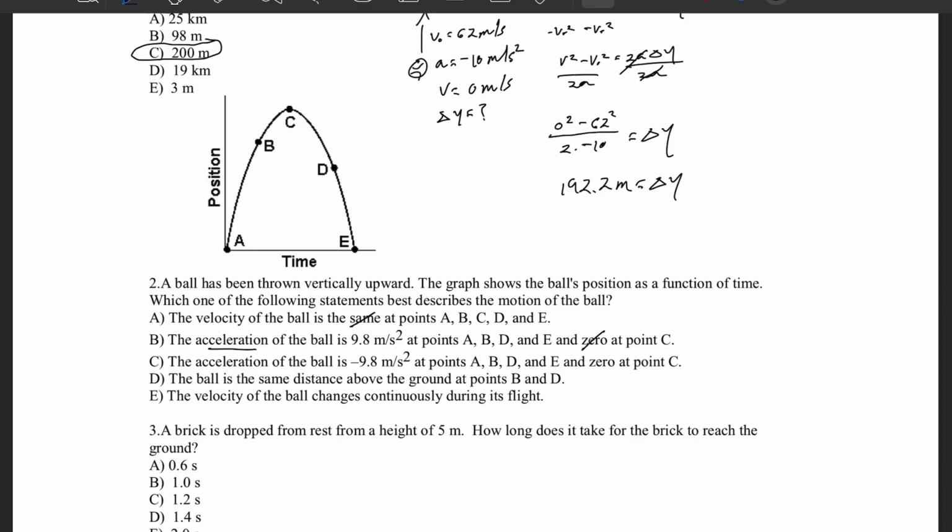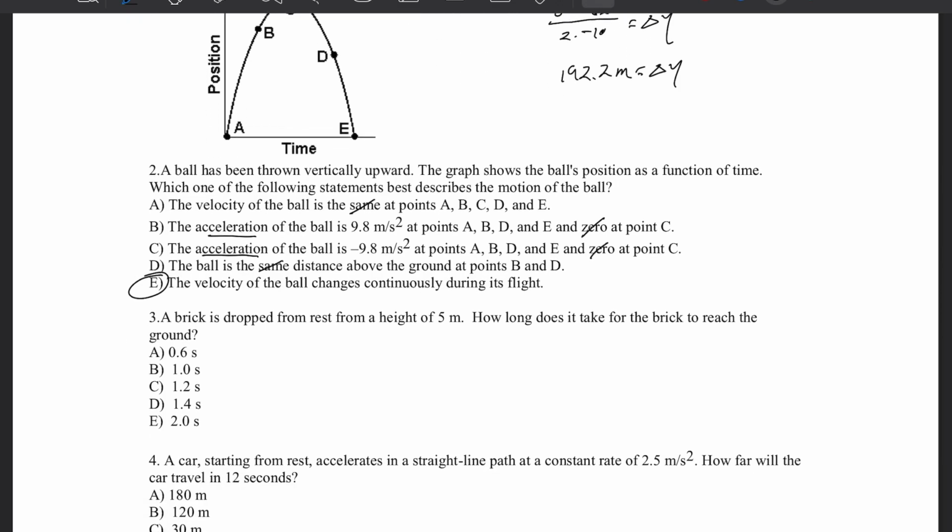The acceleration is negative 9.8 everywhere but C? No. The ball is the same distance above the ground at points B and D. Obviously not. We can see that from the picture. The velocity of the ball changes continuously during its flight. Absolutely. There is an acceleration from gravity, so the velocity is continually changing.